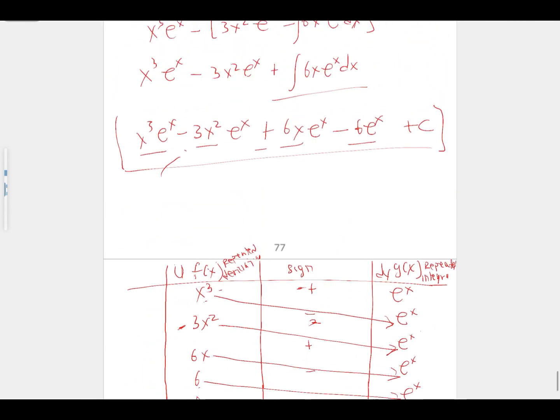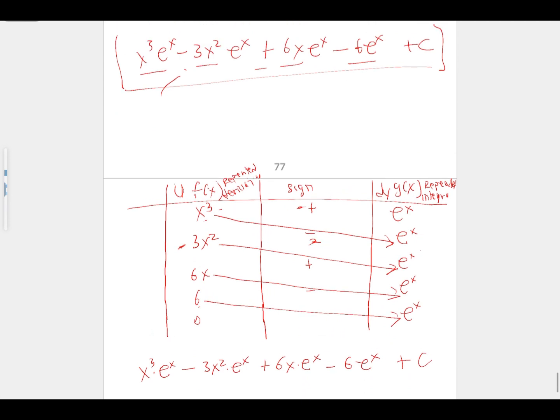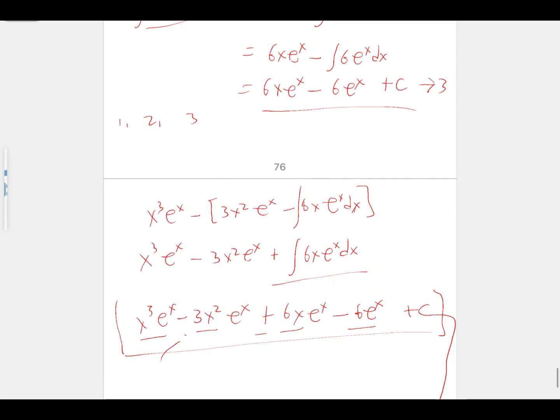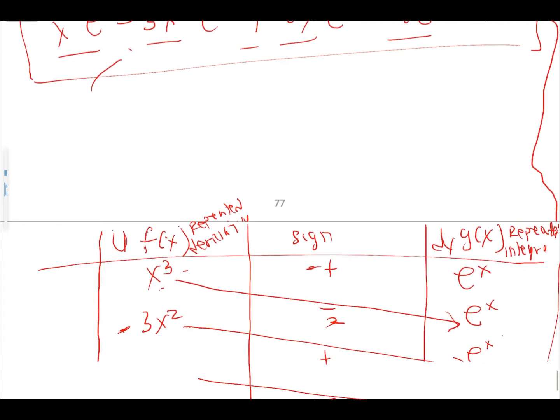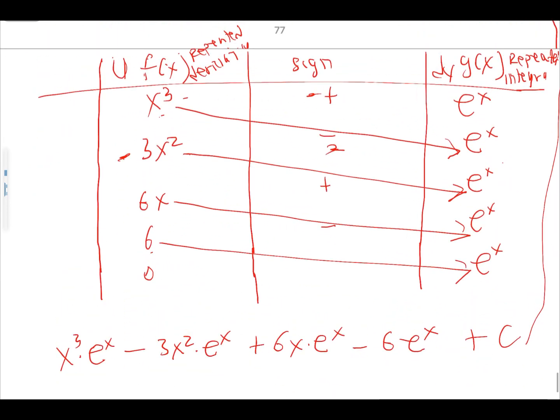So as you can see, let me move on. You can see the true result here. The true result here, they are the same. So this is the tabular approach. So instead of going through all this repeated integration by parts, you can just do the tabular approach.